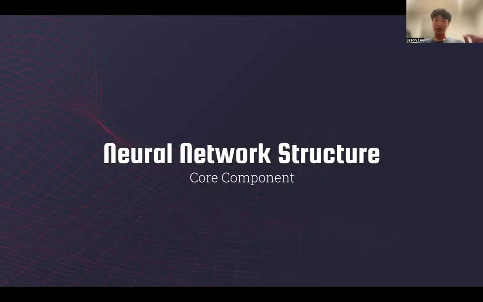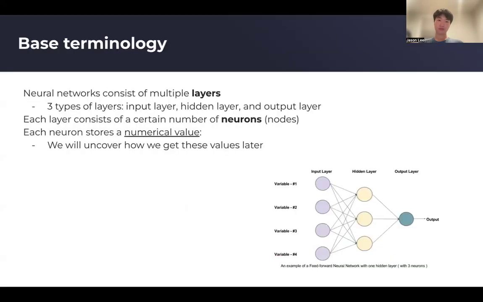So for this section, we're going to be focusing on the structure of a neural network. And to go over some base terminology, a neural network consists of multiple layers that are all connected to each other. And there are three types of layers. There's the input layer, the hidden layer, and the output layer. And each of these layers will contain a certain number of neurons or nodes, if you think about it as a graph. And each neuron is going to store some kind of numerical value. And we'll sort of go over how we get these numbers a little later.